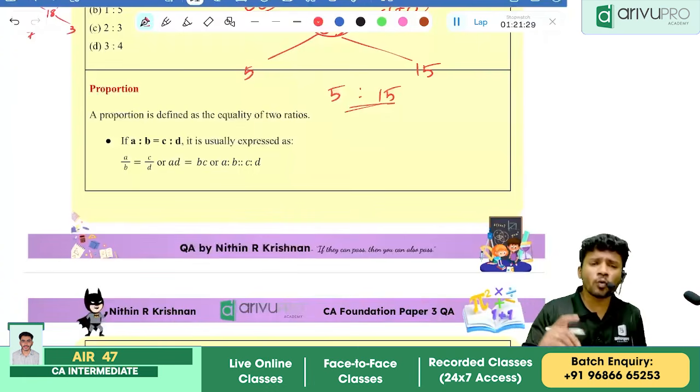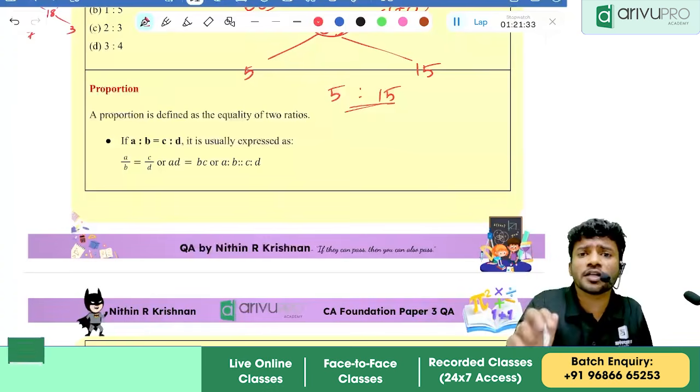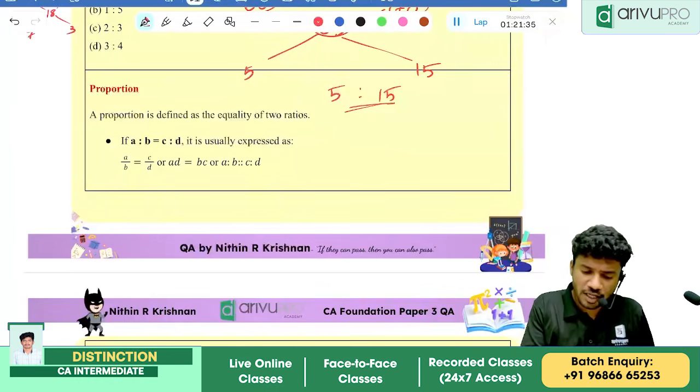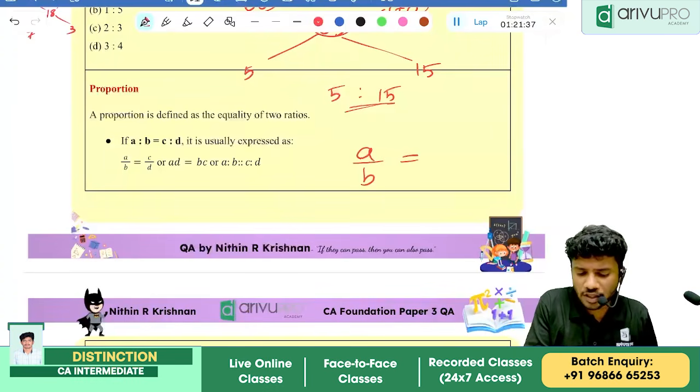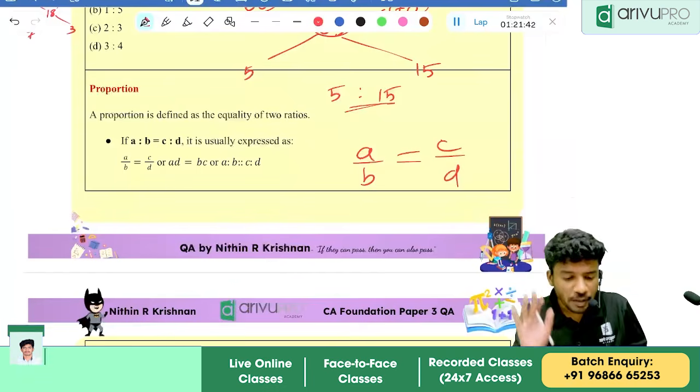Next one, proportion. What is the basic meaning of proportion? Proportion is nothing but equality of two ratios. For example, one ratio is A by B. The other ratio is C by D. If both are equal, we will say that they are in proportion.